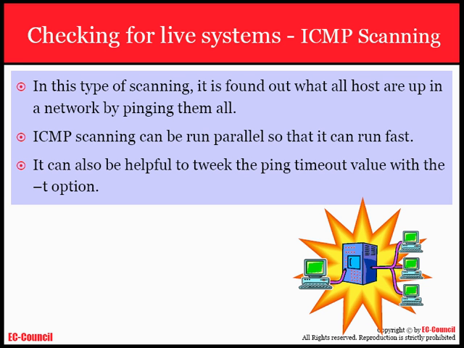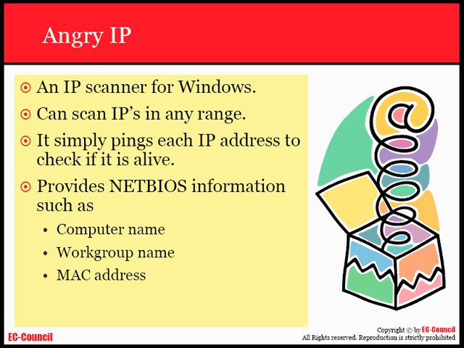And if you are having problems with the network, or if the network's maybe a little bit slow, you can also tweak the timeout by setting the -T option on your ping itself. One of the tools you can use for this kind of scan is called Angry IP, and it is an IP scanner that's basically for Windows. It can scan for IPs in any range that you give it, and it simply checks each IP address to see whether or not it gets a response. It can also give you NetBIOS information such as the computer name, the workgroup name, and the MAC address as well.